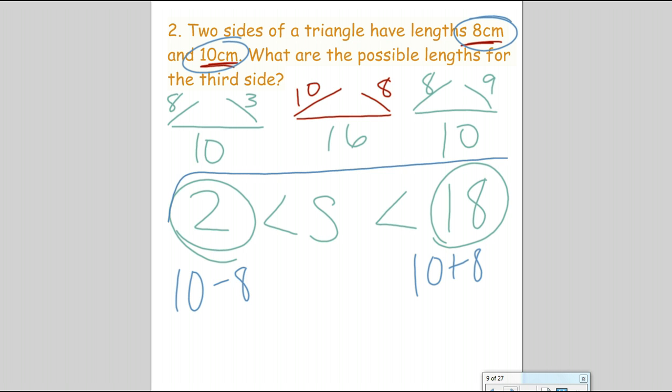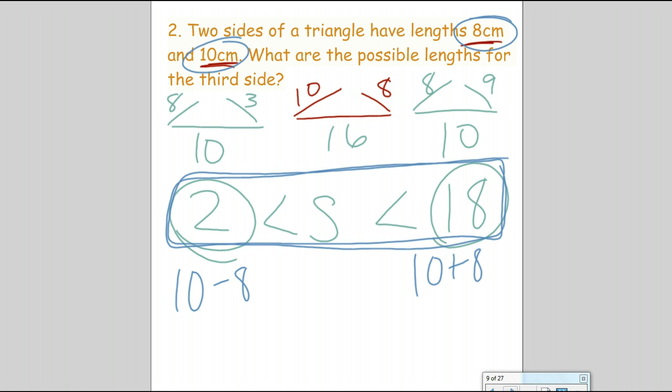Everybody write this down. This is the answer, the thing I boxed. You don't have to circle the 2 and the 18. 2 and 18 with the letter S in the middle. I just write S for side. The third side has to be smaller than 18 and greater than 2. So that's the answer to number 2.